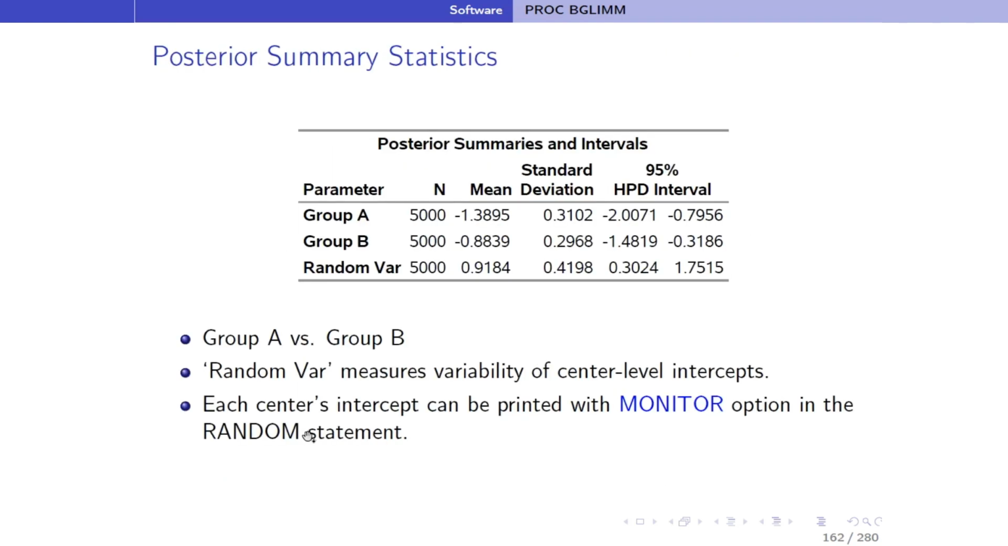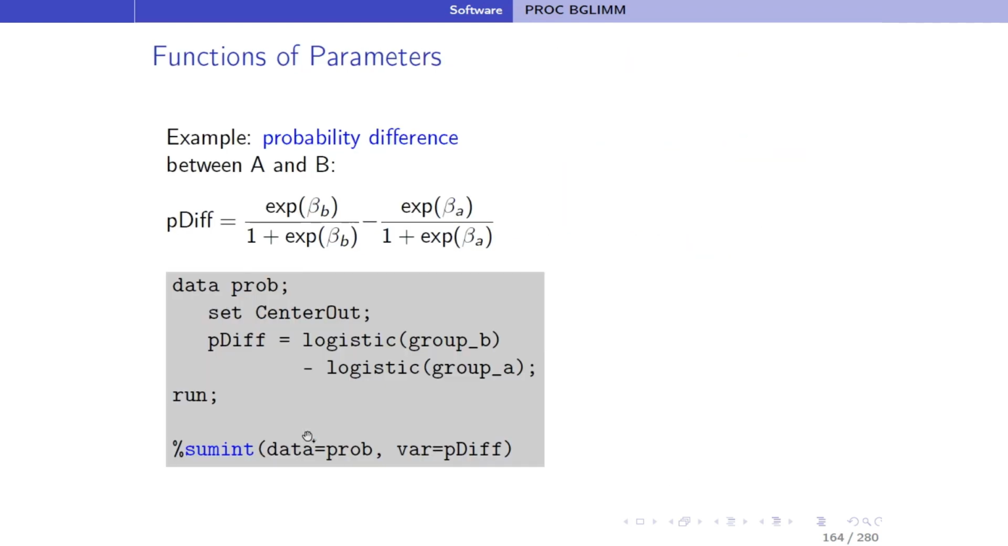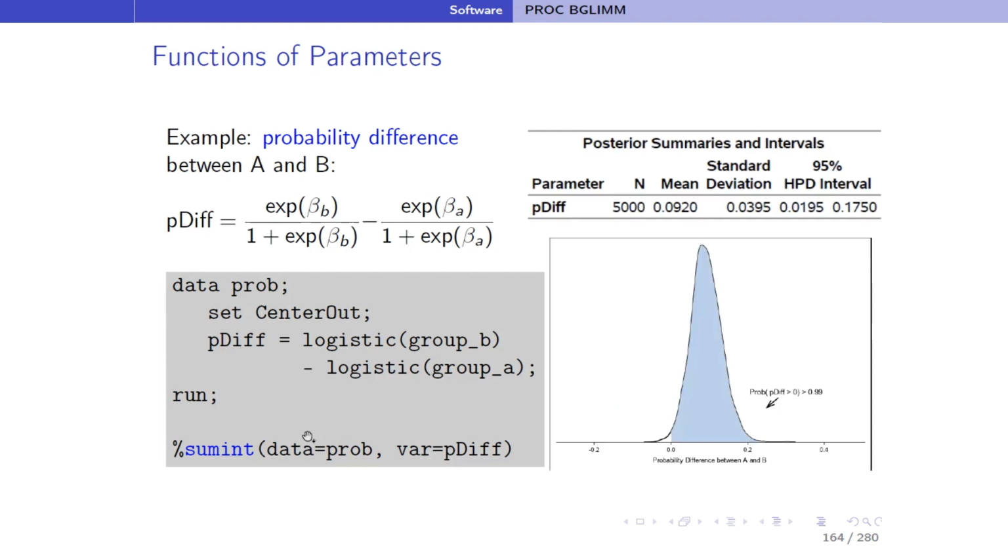Yeah, it's the same thing here. You can see the trace plot of group A, and then you can look at the probability difference between group A and group B by computing the logistic transformation of the group B coefficients minus group A, and compute the probability. Look at the summary statistics of that distribution, and plot the density of that.